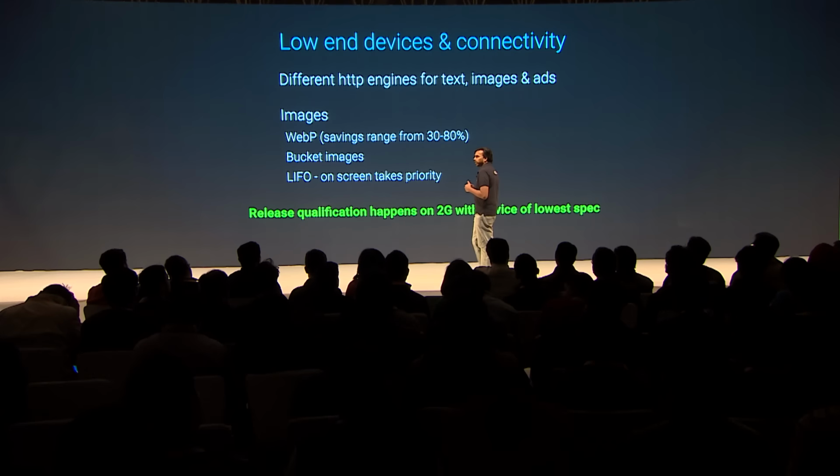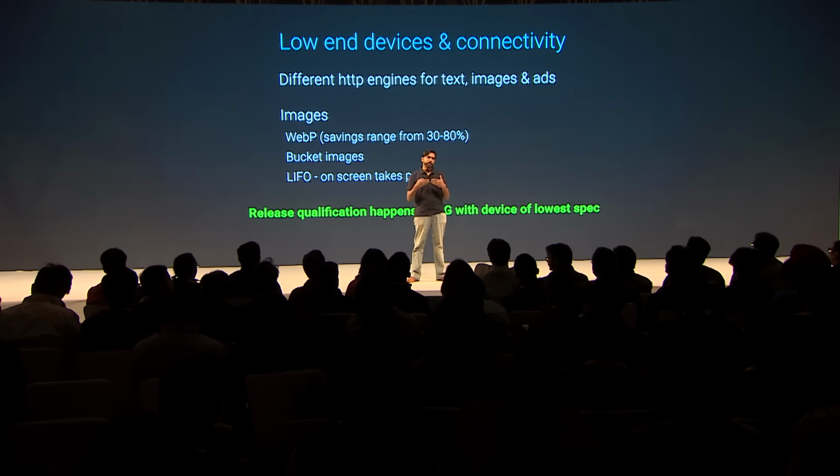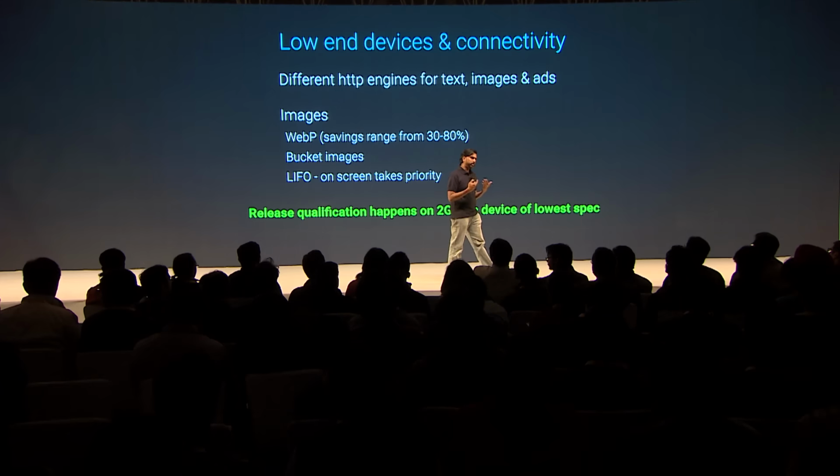As far as the images go, one of the other things that we've looked to do is to manage a prioritization policy. So the images follow a last in, first out order, wherein the images on the screen take priority, and therefore the overall experience on the user side ends up being more responsive.